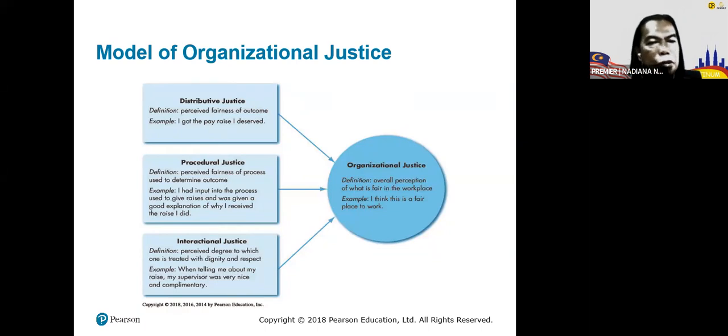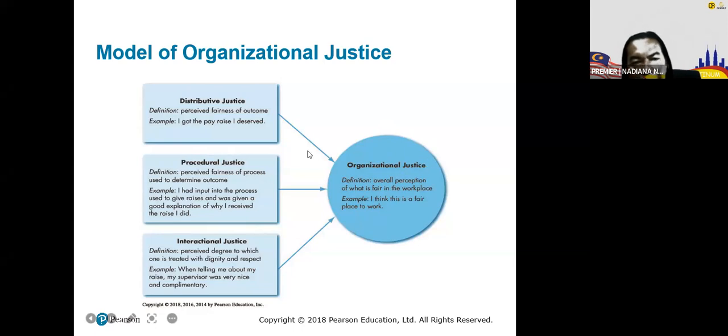Number two is procedural justice, the perceived fairness of the process used to determine outcome. For example, I had input into the process used to give raises, and was given a good explanation of why I received the raise I did. Number three, interactional justice, is the perceived degree to which one is treated with dignity and respect. For example, when telling me about my raise, my supervisor was very nice and complimentary.